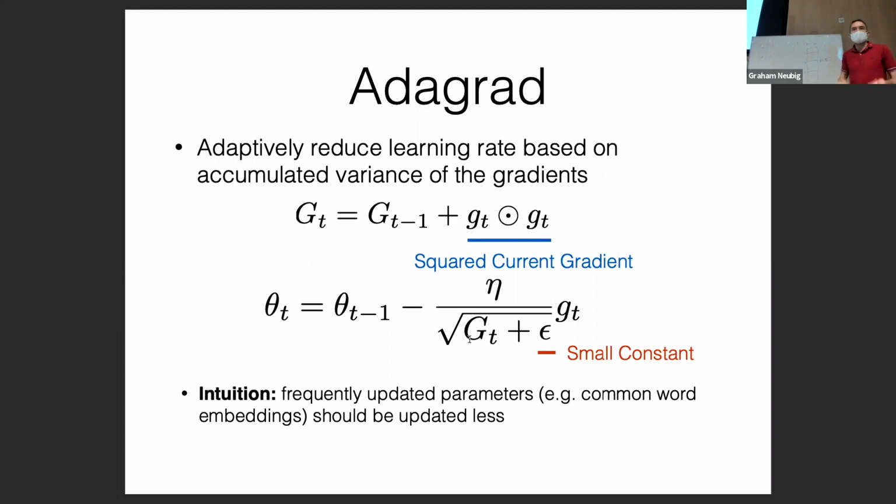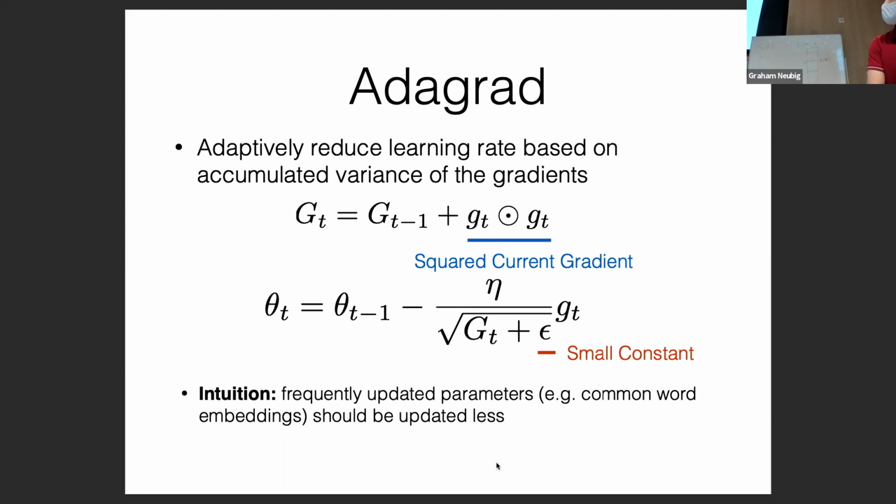However, if we have a different word embedding like "explicit" or "exquisite", that would not be very common, but it might be very useful. So we would want to make a big, bold update of those parameters. And so what we do basically is we look at all of the variance of the parameters that we've seen so far, and we divide by that. So the parameters that have seen lots of updates or big updates in the past basically won't be updated as large.